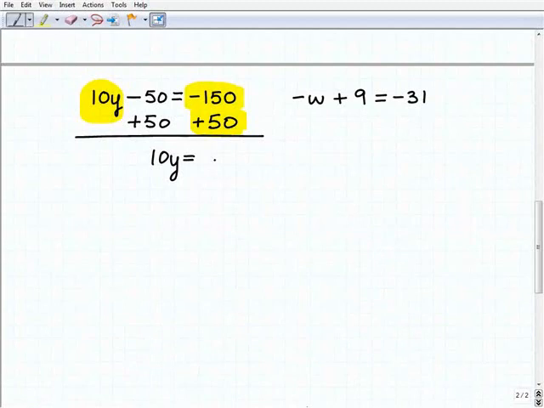So what is that? Those of you that are masters at positive and negative numbers will know this is going to be negative 100. Now we have 10y equals negative 100.